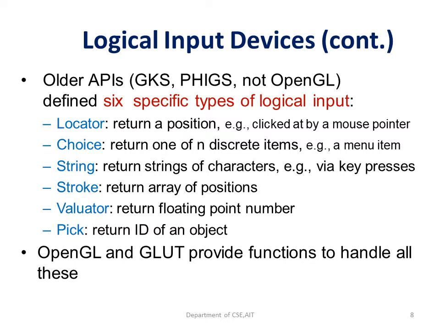The next input is the choice. The choice devices allow the user to select one of a discrete number of options. So we can use a mouse to select one of the menu items. Next, the string. A string device is a logical device that is going to provide ASCII strings to the user program. This logical device is usually implemented by means of a physical keyboard. A series of characters can be given as the input.